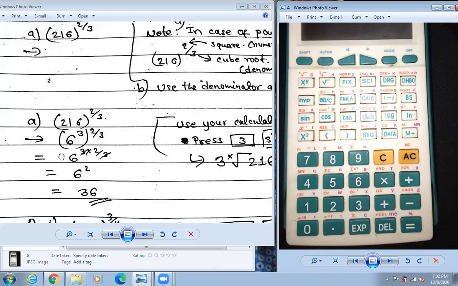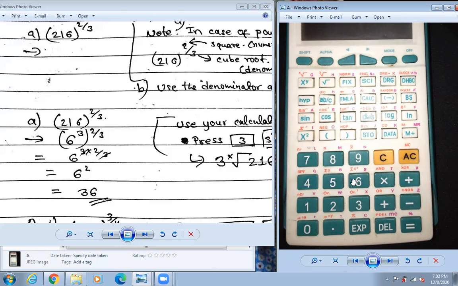Okay, now after cancelling 3 and 3, you'll get 6 square. Press 6 square. If you know 6 square means 36, that is right. If you don't know, then press 6 square on the calculator and you'll get the answer 36. Wow, you'll be very excited to see 36 in your calculator.